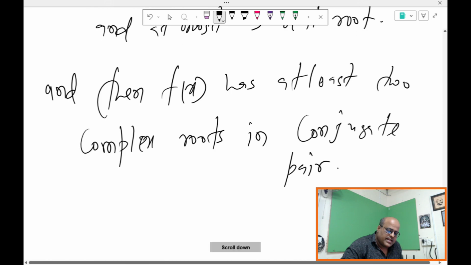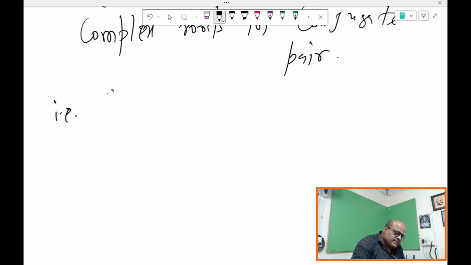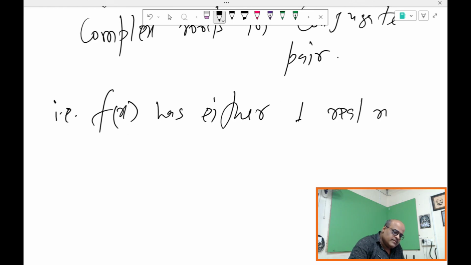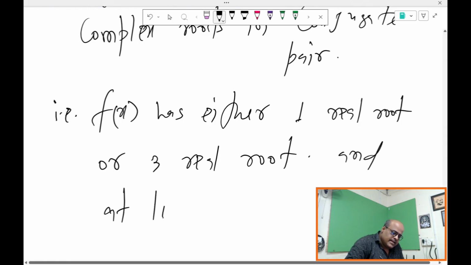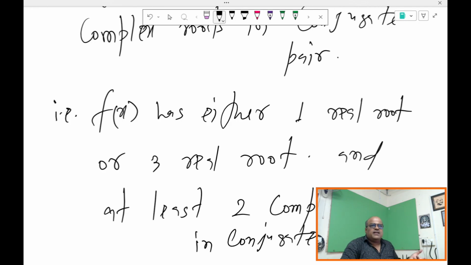So here confirmation came finally either one real root or three real roots and at least two complex roots. So finally f of x has either one real root, or two real roots not possible, or three real roots, and at least two complex roots in conjugate pair, because if real decreases, this will go directly to 4, so at least 2. Anyhow, they are not asking about complex roots.